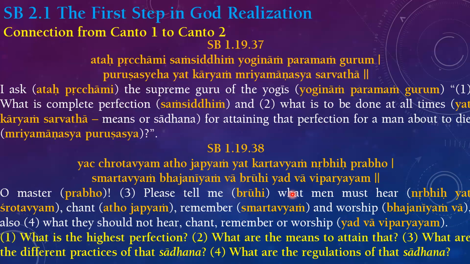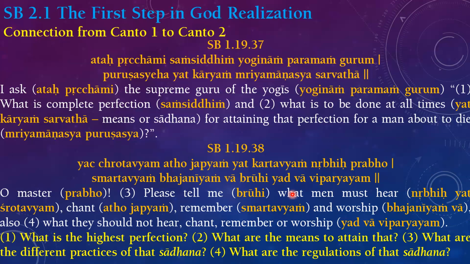So, in essence, there are 4 questions. What is the highest perfection? What are the means to attain that? What are the different practices of that sadhana? And what are the regulations of that sadhana? 4 questions, and the 4 questions are answered in the reverse order in the next 2 chapters by Sukadeva Goswami.